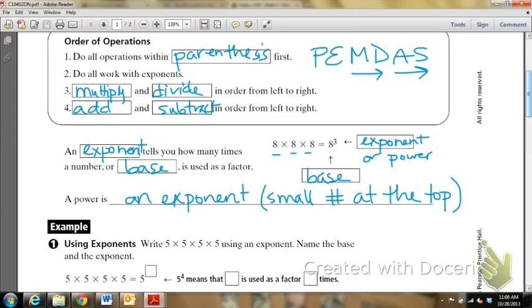All right, so now let's use exponents. Write 5 times 5 times 5 times 5 using an exponent. Name the base and name the exponent. Well, there's 4 5s, so 5 to the 4th means that 5 is used as a factor 4 times. Now with exponents, you are always multiplying. So if I see a number like 5 to the 4th, I know it's going to be 5 times 5 times 5 times 5. It is never addition or anything like that. Okay? Exponents always mean to multiply, so don't make it addition.